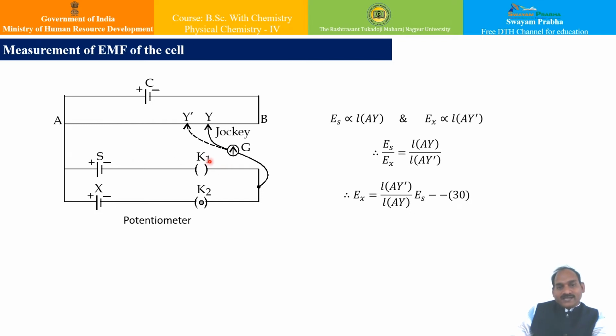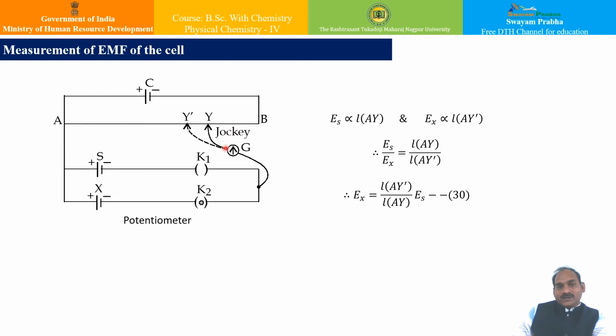Then key K1 is opened, and we close this key K2. That means the unknown cell is in the circuit now. So the experimental cell with the EMF EX comes in the circuit, and the point of null deflection is located, which we represent by Y dash.